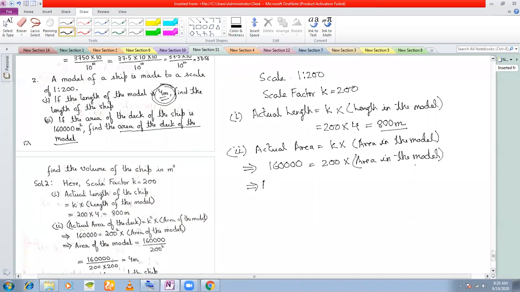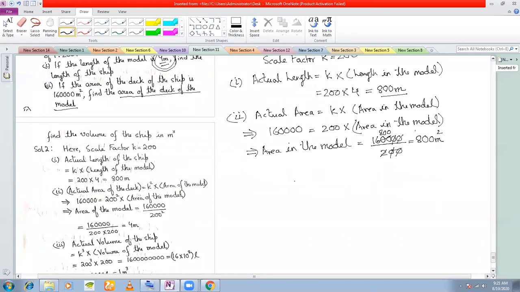That means area in the model will be 1,60,000 by 200. Two zeros cancel. You get 800. So this is your area in the model: 800 meters square, in fact, not meters. We're talking about area. Fine.